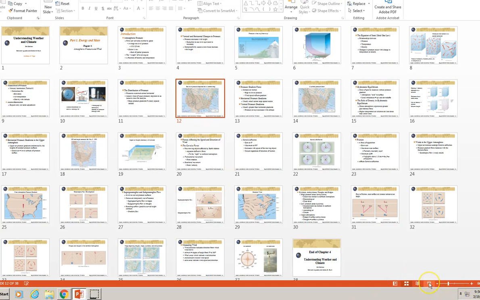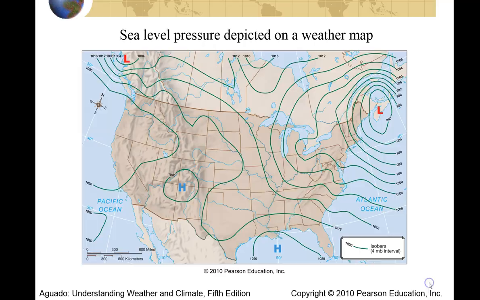Hello, this will be part 2 of the chapter 4 video, and we left off with this map right here. What we will take off from here is trying to apply some of our concepts of understanding isobars and how to read weather maps and wind directions.